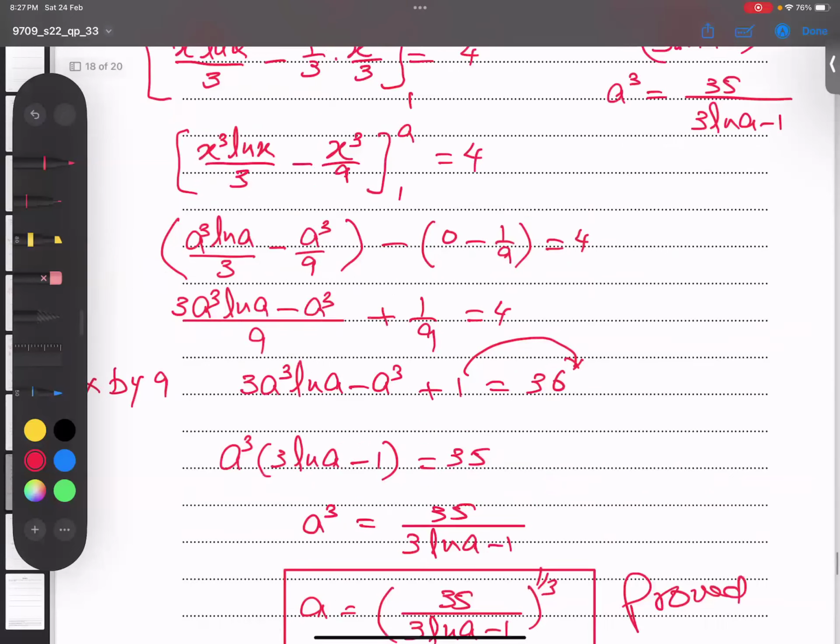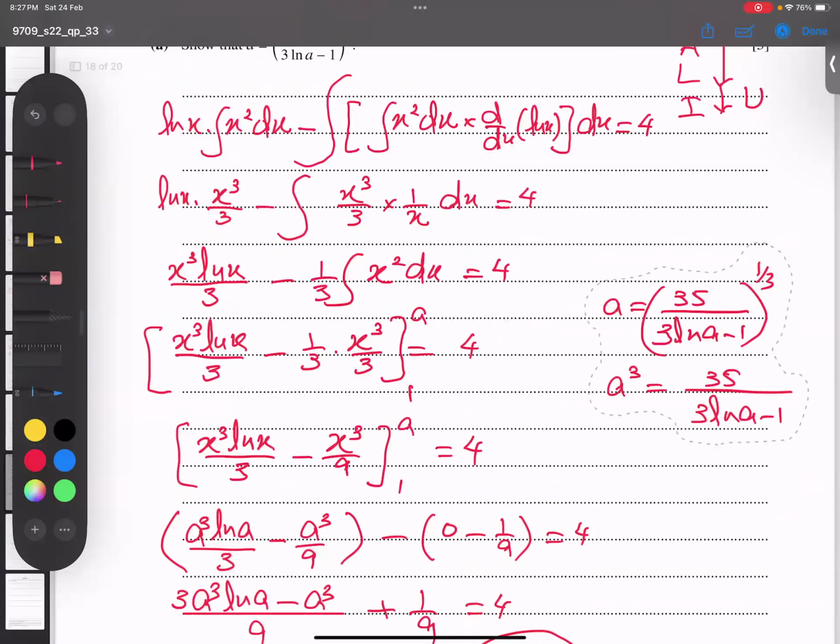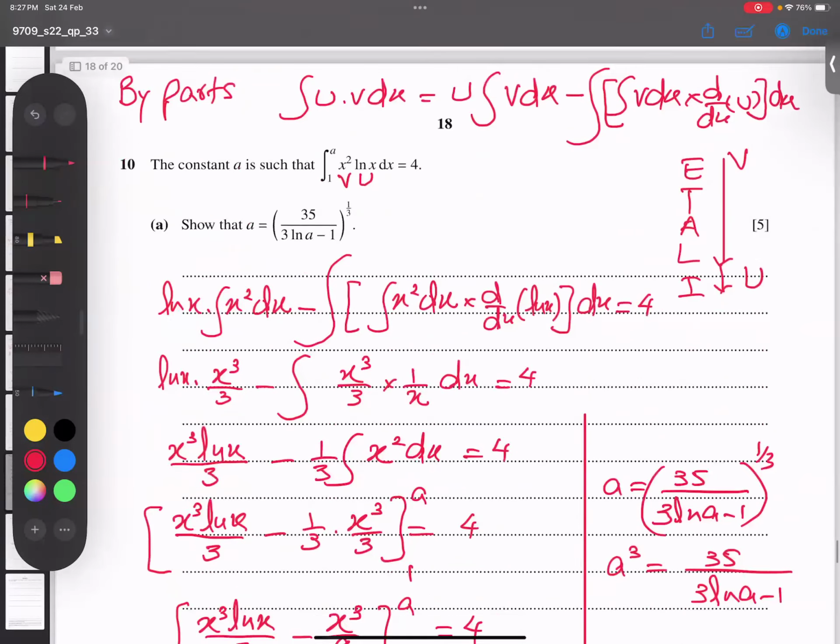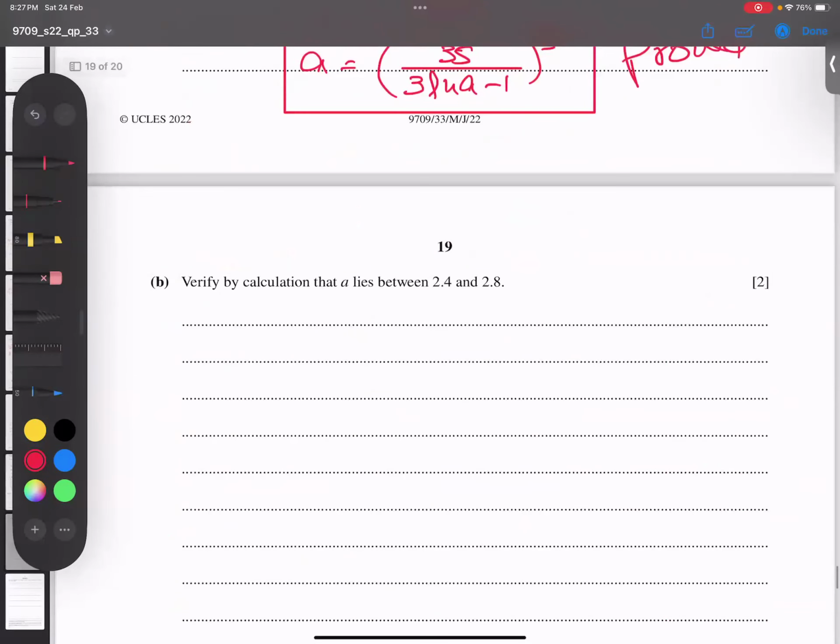I hope this part is clear. And then you can erase this part, because we don't want to show it to the examiner, but I'm not erasing it here because it's helping us. Anyway, this is the target to achieve. So this is done. Let's talk about the next part.